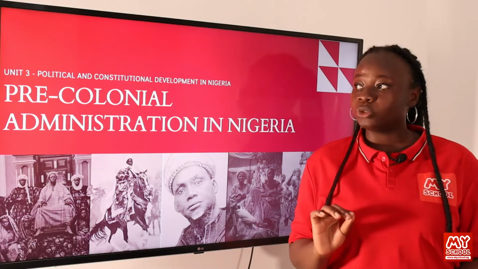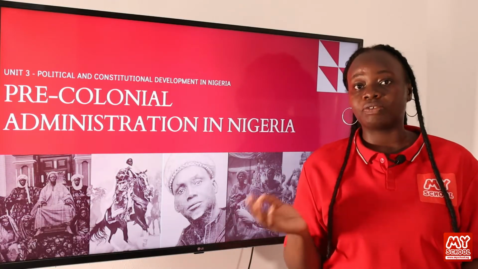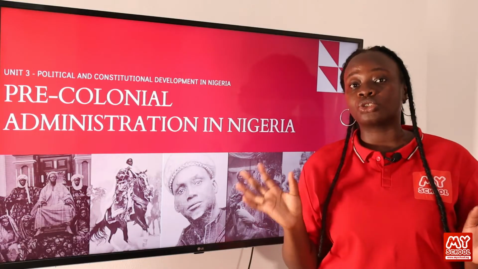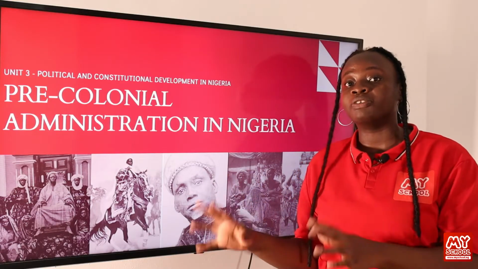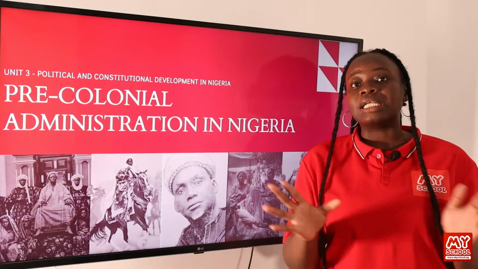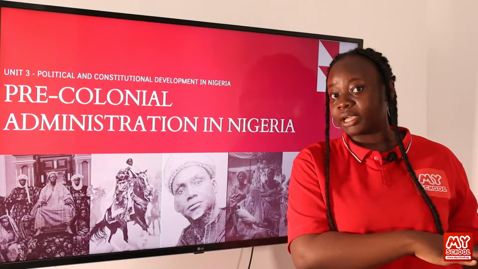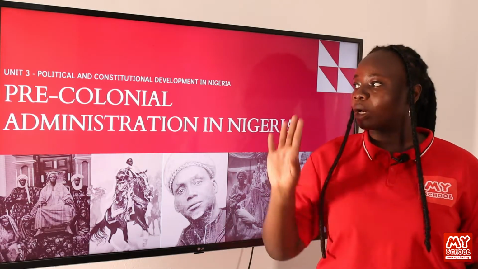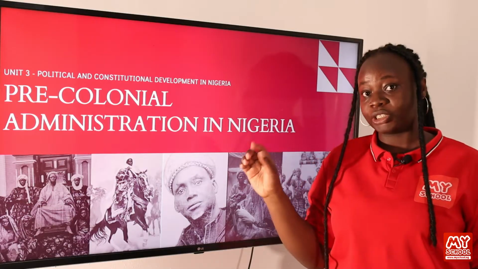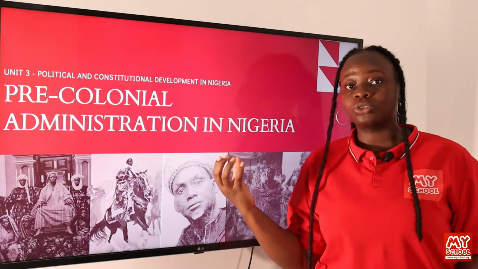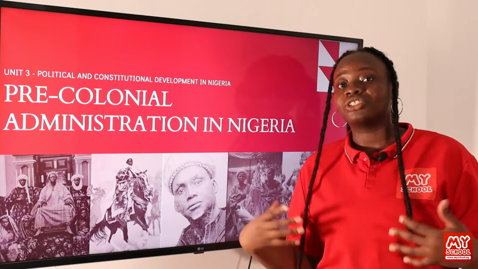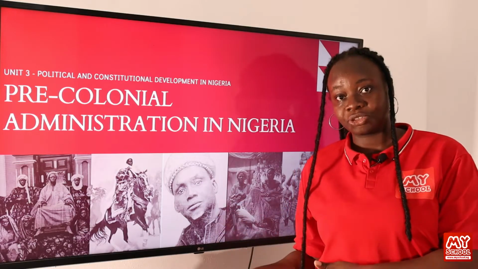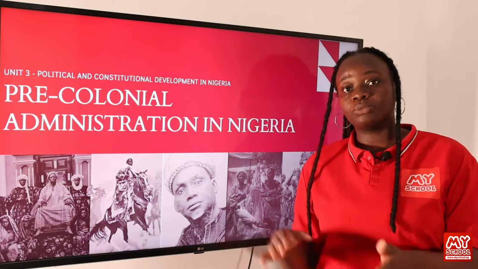So we're moving on to a new unit titled Political and Constitutional Development in Nigeria. Here we're going to discuss all of the political developments that Nigeria has made in its political system, from the pre-colonial era down to the present day. We're going to begin with the pre-colonial administration in Nigeria. Here we're going to discuss all of the political systems and institutions that were present in the Nigerian territory before the British came to colonize Nigeria.